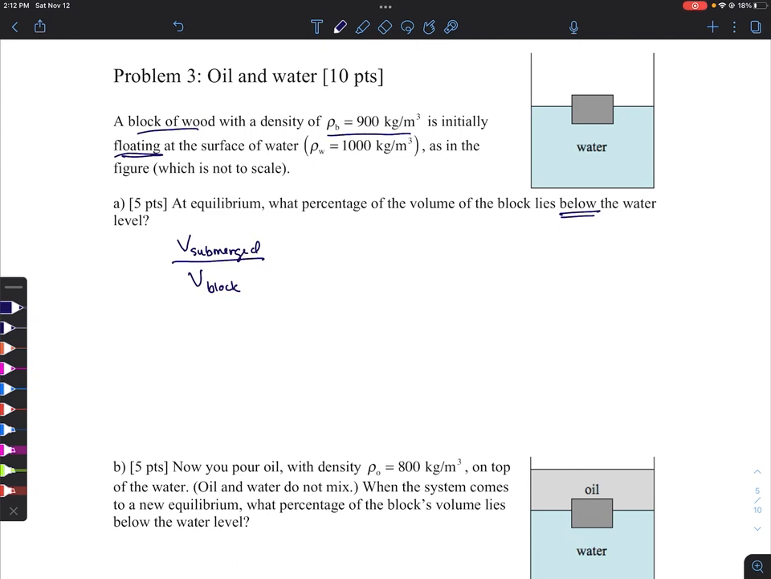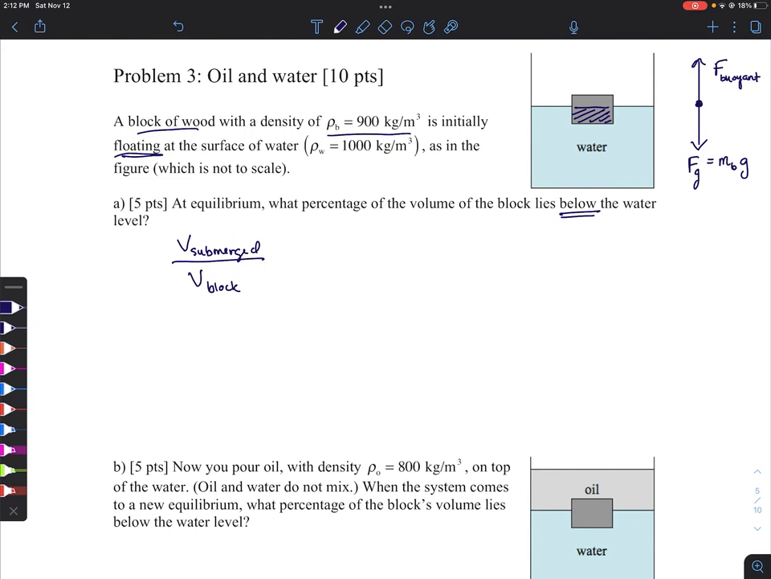So we need to see if we can figure that out. I'm going to start by drawing a free body diagram, because this seems like something that's going to involve buoyancy, since we've got a block floating in water. So if we draw a free body diagram for this block, we're going to have the force of gravity pulling down, which is the mass of the block times g. And we have a buoyant force upwards. That buoyant force is going to be equal to the weight of the water displaced, and the water displaced is equal to the volume of the block that's submerged.